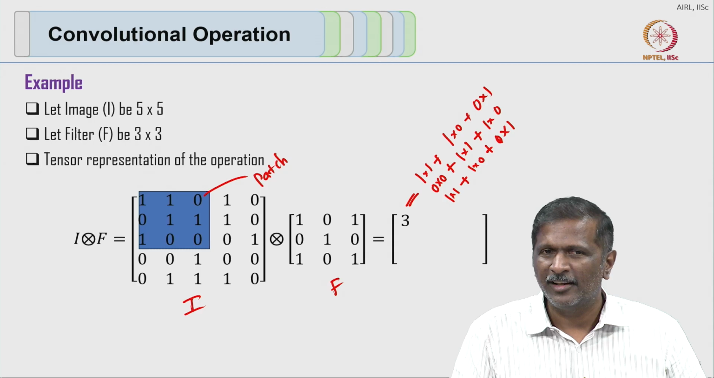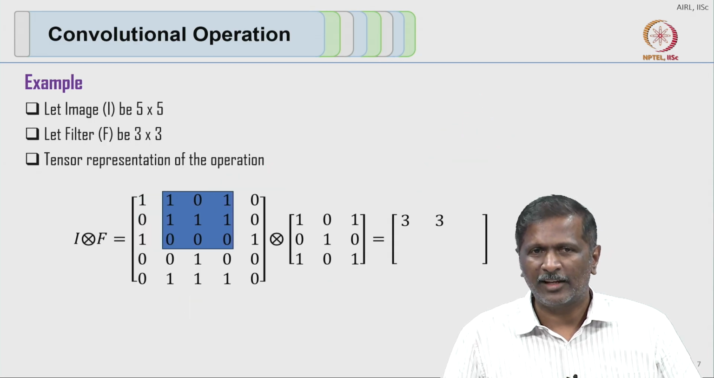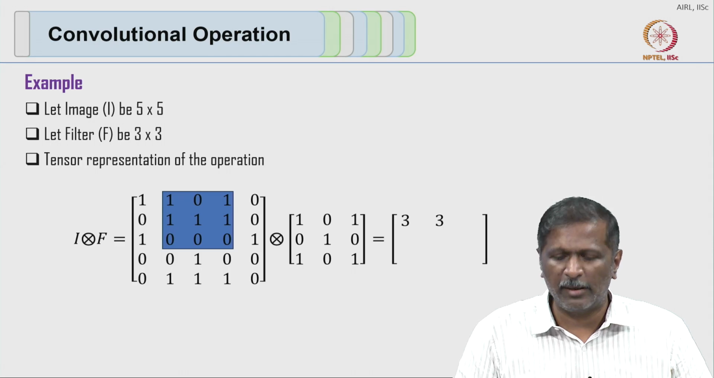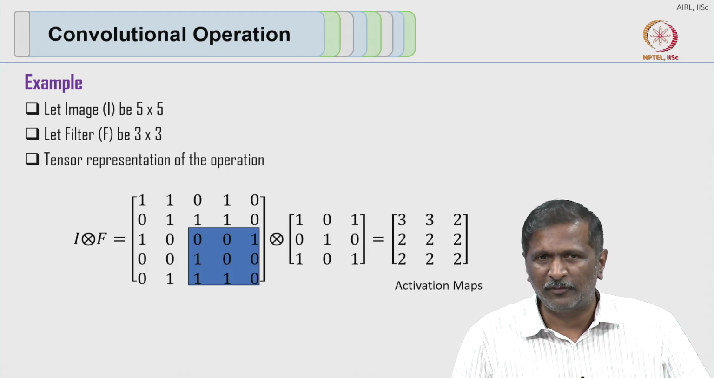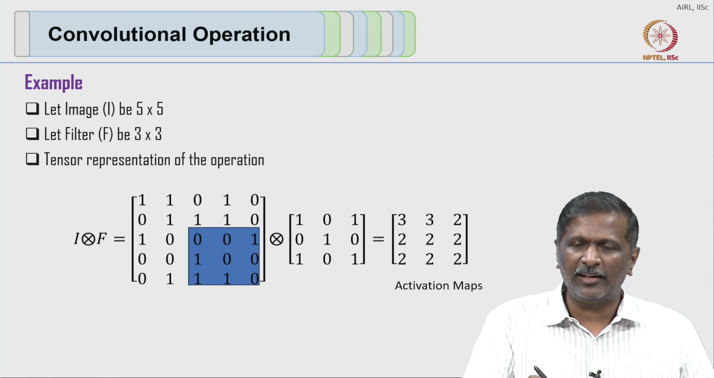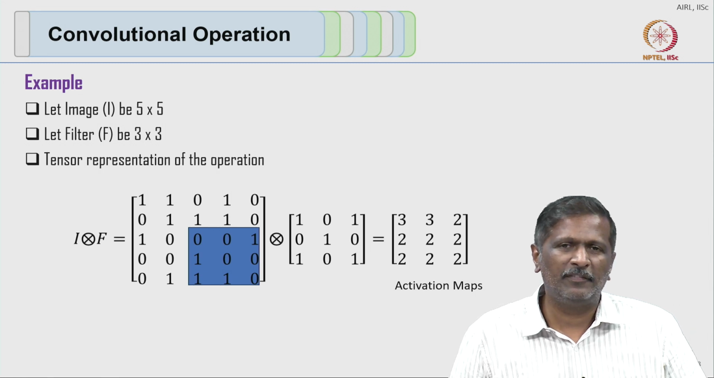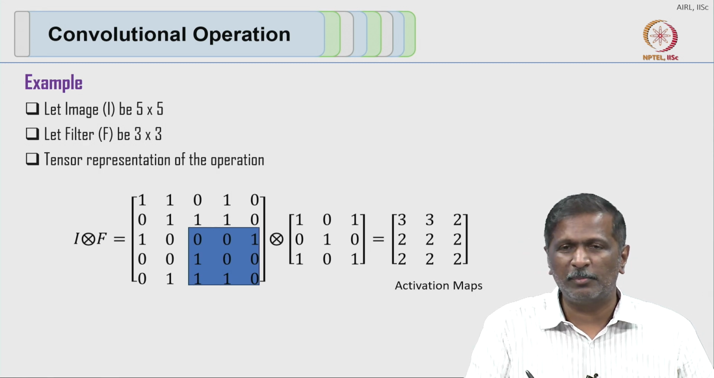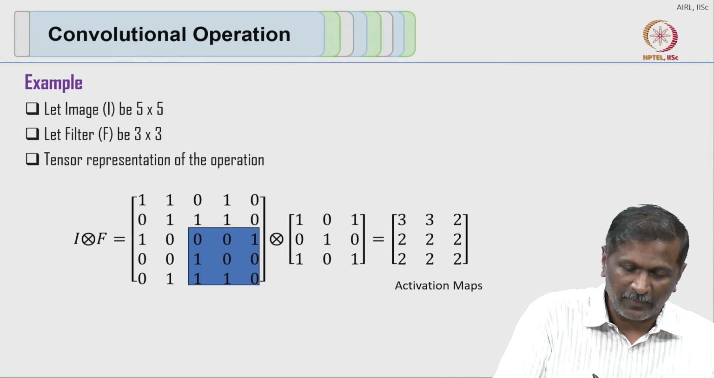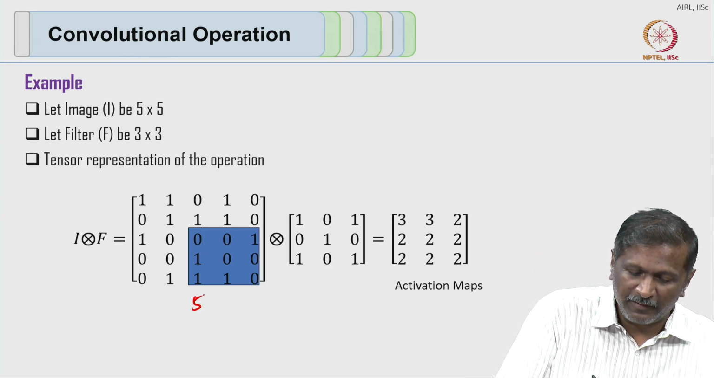This is for the first patch. Now if I slide to the second patch, what will happen? I have to do the same operation. Then if I slide further over every patch, all the way, finally I get the local features extracted. This is my activation map. But if you notice, I started with 5 cross 5.